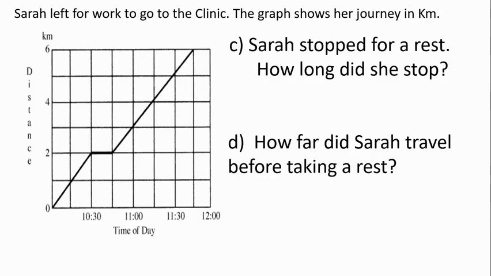Abigail says 20, 15, 15, 15, 15. Okay, good. So here it's 30. So we only have 2 lines, 1, 2, and 30 divided by 2 is 15. So it is 15. So Sarah stopped for rest.